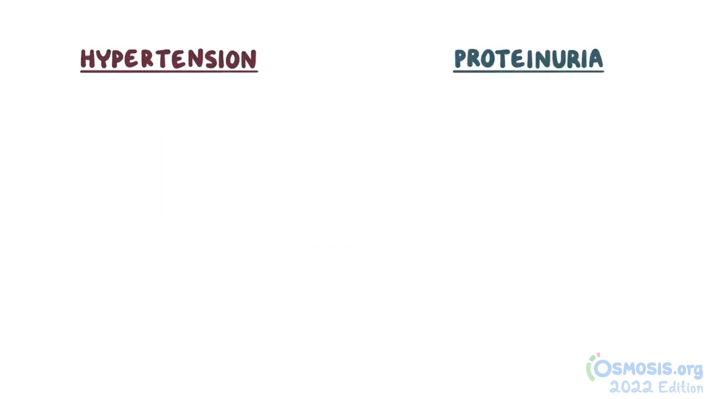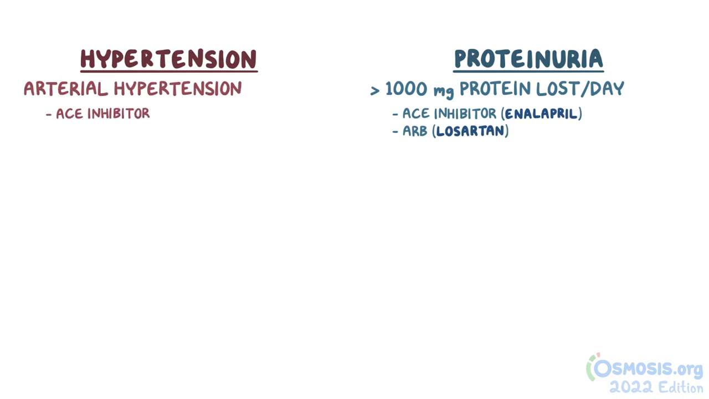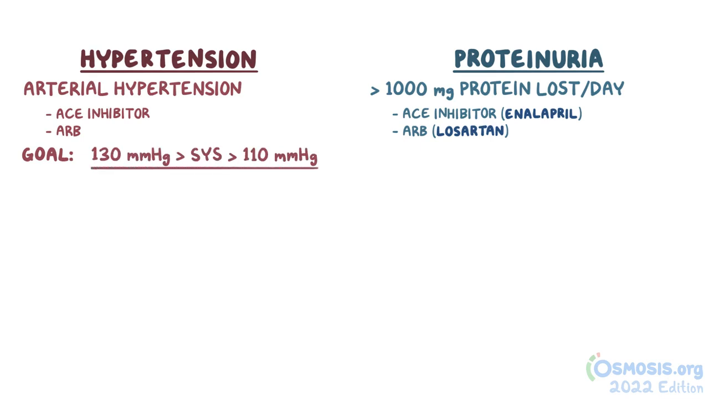Now, two factors that accelerate the progression of CKD are hypertension and proteinuria. If there's only proteinuria, meaning more than 1,000 milligrams of protein lost per day, then treatment with either an oral ACE inhibitor, like enalapril, or an oral ARB, like losartan, is initiated. Now, if there's only arterial hypertension, then an ACE inhibitor or an ARB is started. The goal is to get the systolic blood pressure below 130 millimeters of mercury, but not below 110 millimeters of mercury, and the diastolic blood pressure below 80 millimeters of mercury.